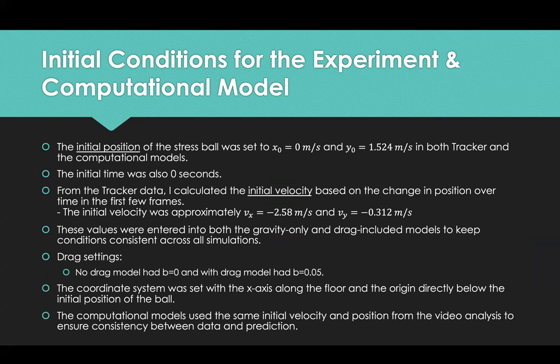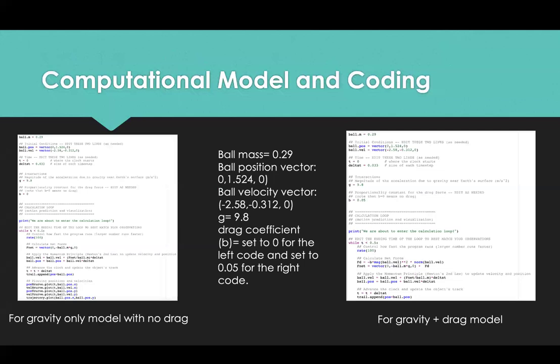From the Tracker data, I calculated the initial velocity, and this was based on the change in position over time in the first few frames. So the initial velocity was approximately negative 2.58 meters per second for X and negative 0.312 meters per second for Y. The values were entered into both the gravity-only and drag-included models to keep conditions consistent across all simulations. The drag settings: the no-drag model had B, the drag coefficient, equal to 0, and the drag model had B equal to 0.05.